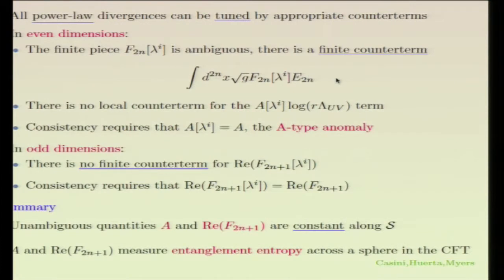Okay? So to summarize this part of the story, what we found is that out of the sphere partition functions of even and odd dimensional conformal field theories, there are only two pieces that are unambiguous and physical. One is the coefficient of the logarithmic divergence, which is the A anomaly, and the other one is the real part of the constant part of the partition function in an odd dimensional conformal field theory. Okay? And furthermore, these guys are constant along the conformal manifold. And it's important to point out that these two quantities have a beautiful physical meaning as the entanglement entropy across a d-2 surface in your conformal field theory. Okay? So they're not only unambiguous, they have a direct physical meaning as entanglement entropy across the spheres.